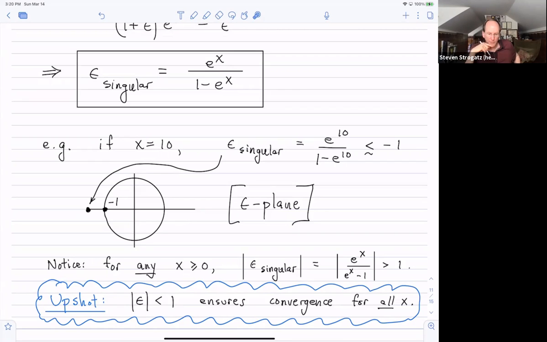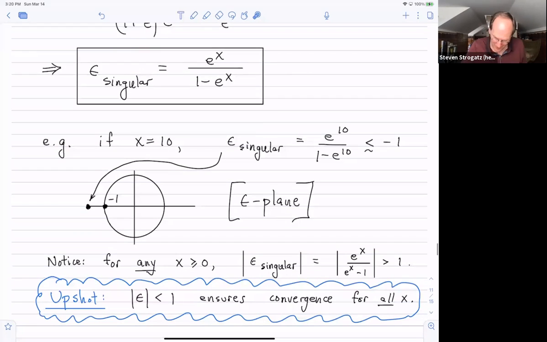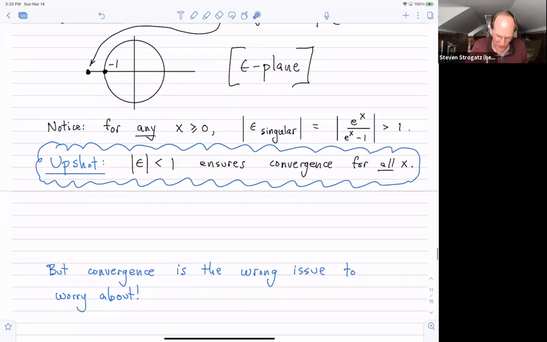So that should give you some confidence in this perturbation series. It does converge, provably does converge. And yet, I hope by now in this course you realize that convergence is the wrong issue to worry about, because we're not interested in taking infinitely many terms in the series. We never do that. I mean, well, almost, essentially never. In fact, we do the opposite.